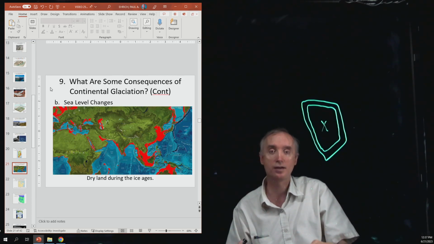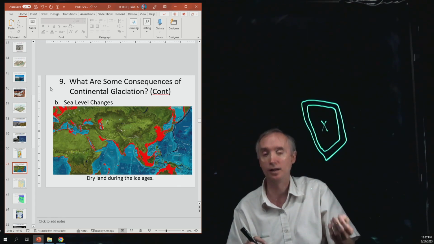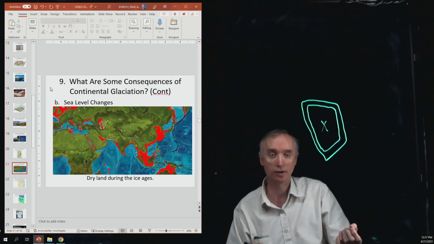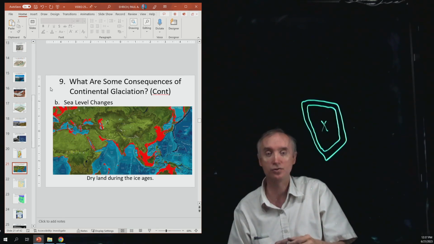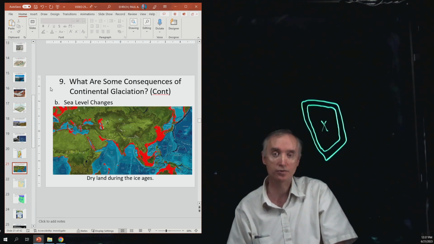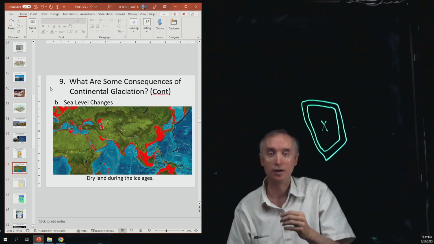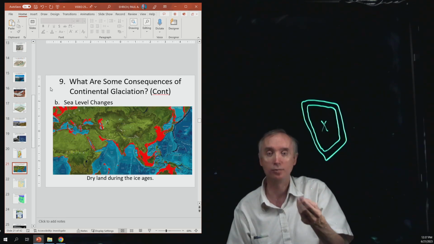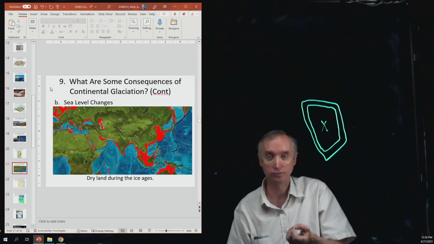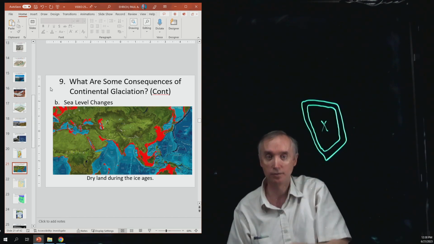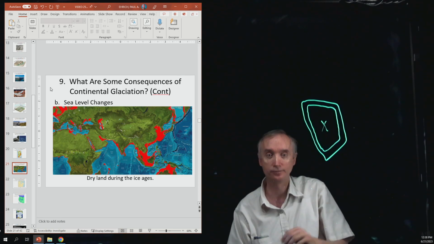So a couple examples of this would be the Bering land bridge that connected Asia with North America. And so we think that this is the way that the Native Americans migrated into North America. Another example that you can see off of this picture right here is how people from Asia were able to get into Indonesia by crossing some of these land bridges.